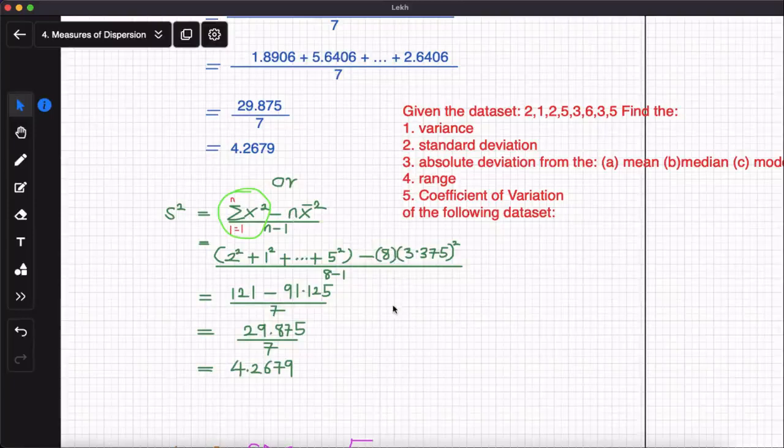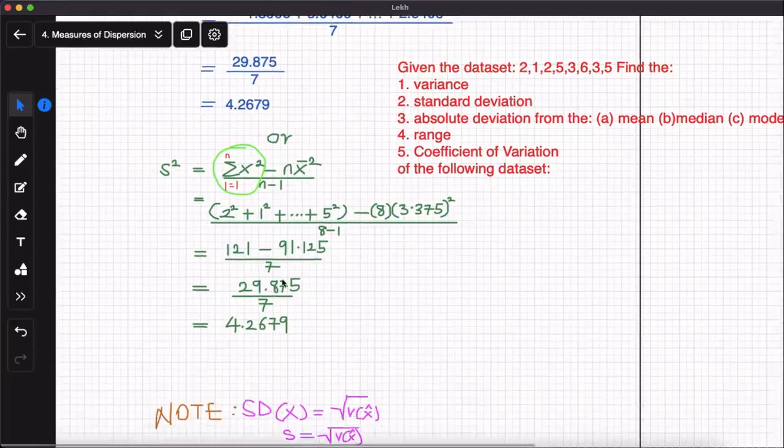Now 8 is coming from here. N is 8. I have 8 observations, so that's the size of my sample. And then 3.375 is actually my mean. So I square that too and multiply them, and that will give me 91.125. Going by that, I can continue, and eventually I'll have 4.2679 as before.